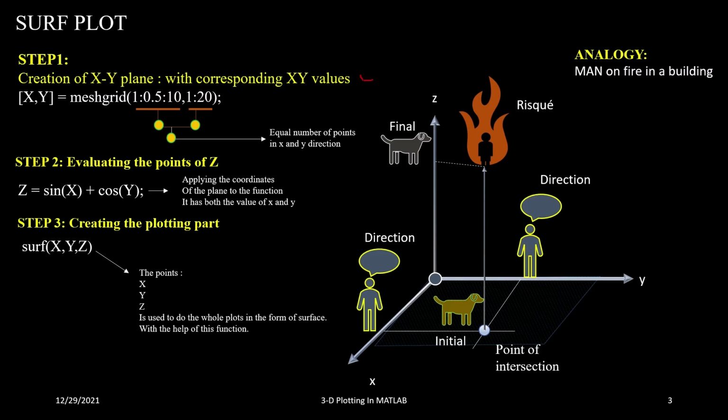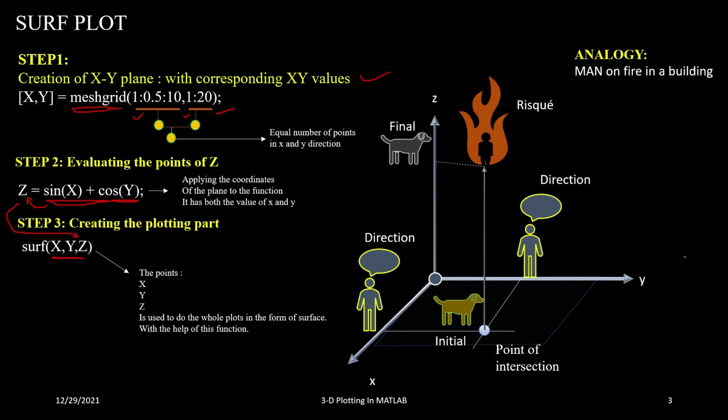As you can see, step 1 is creation of the XY plane. As you can see on the screen, we use the meshgrid command to create this XY plane, and you can also see that the arguments passed inside the meshgrid command need to be of equal size. The next step is to evaluate x and y with the help of a function, and then store the result in a new variable called z. Now we have x, y and z individual points. The points of z are determined with the help of the function sin x plus cos x.